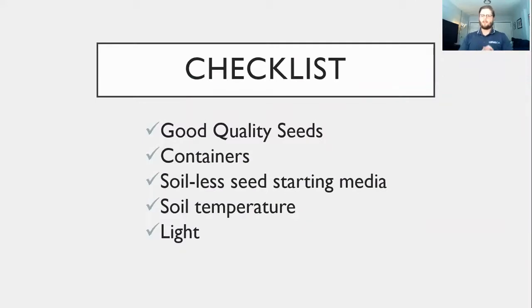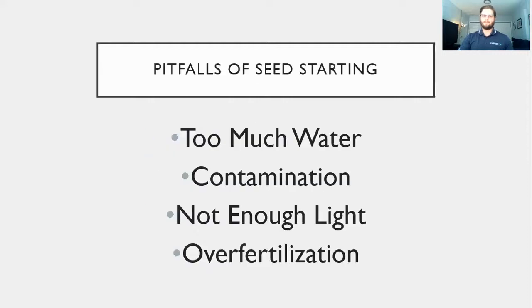So just as a basic checklist, here's a few things that you're going to need, and we'll get a little bit more in detail as we go through the talk. But for starters, you want good quality seeds, some type of containers to put those seeds in, soilless seed starting media. So I know we mentioned soil earlier, but you see this is soilless seed starting media. So it can be a type of soil, but in this case, this is going to be something a little bit different. You will need to monitor that soil temperature, or at least have a way of measuring or ensuring that soil is at a certain temperature. And again, some type of light.